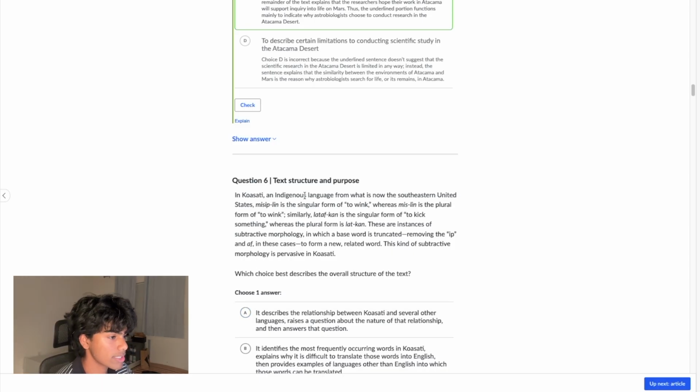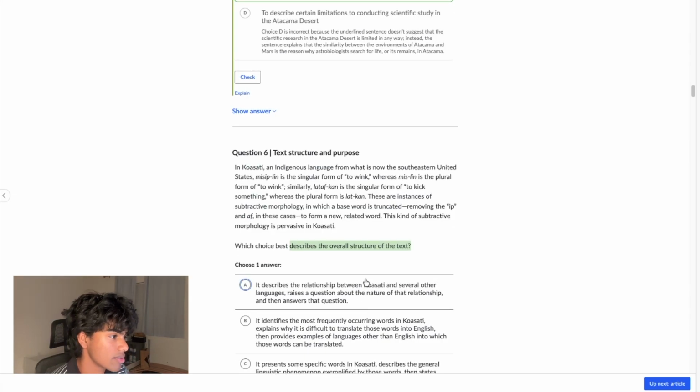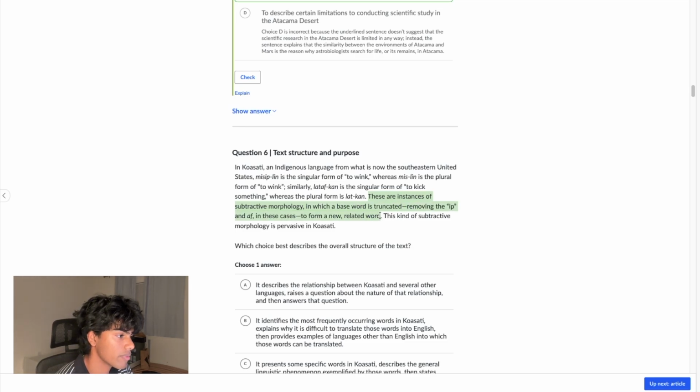Question 6. In Quasati, which of the okay, let's read the question. Which choice best describes the overall structure of the text? Describes. Okay, let's see what it does. So here it talks about what the language is and how it works. Here, base form is truncated, and then it talks about what it is, and then why it's special.